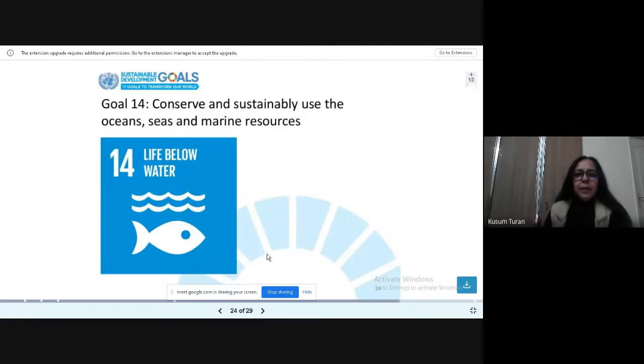Conserve and sustainably use the ocean, seas, and marine resources. Yes. Wherever you go, in Bombay, the beaches are badly affected areas. If you go to Shimla, where you have the water bodies, you have Coca-Cola cans, soft drink cans being dumped there. Chip wrappers are being thrown there. So we have to think about it.